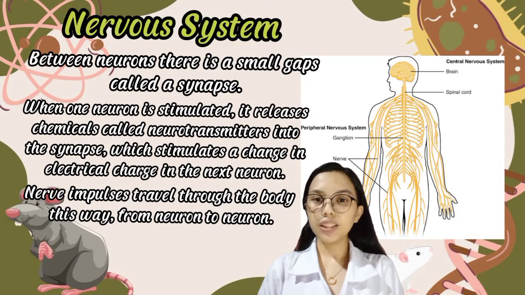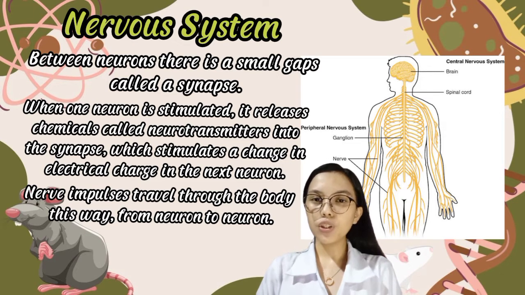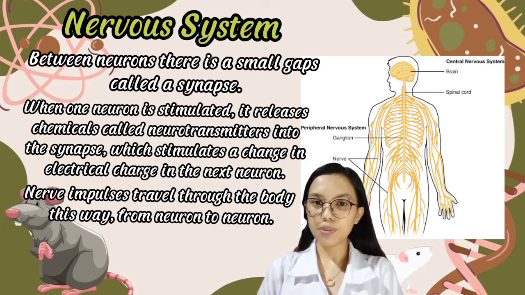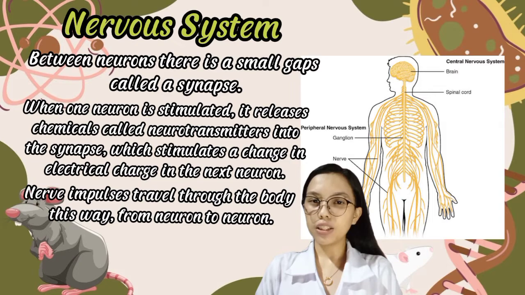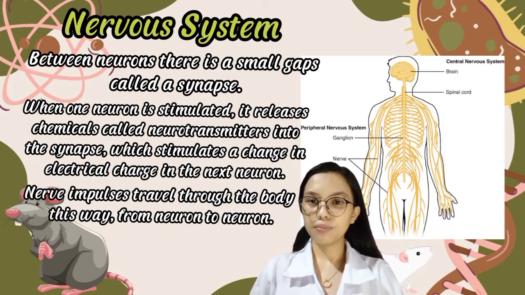Between neurons, there is a small gap called a synapse. When one neuron is stimulated, it releases chemicals called neurotransmitters into the synapse, which stimulates a change in electrical charge in the next neuron. Nerve impulses travel through the body this way, from neuron to neuron.